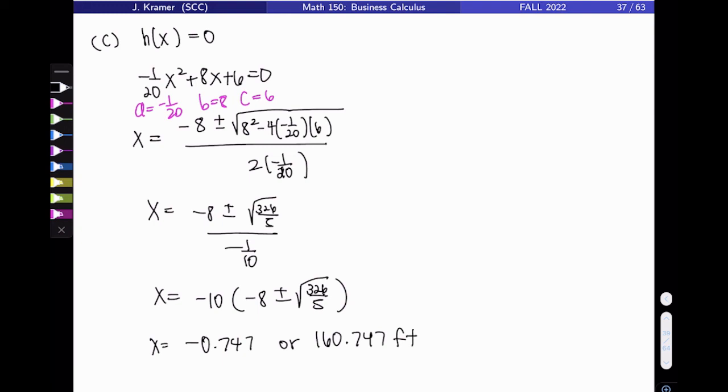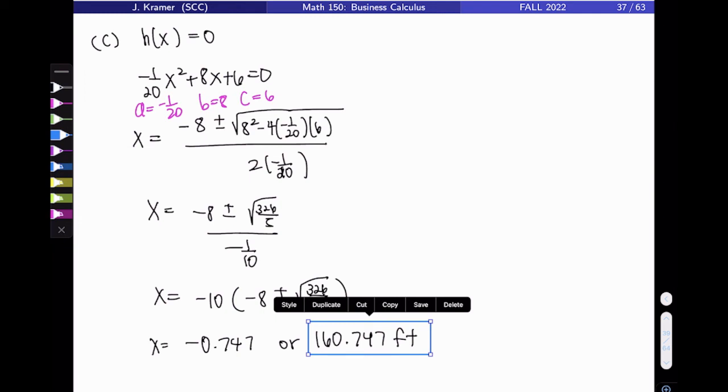we get two answers, either negative 0.747 or 160.747. Obviously, in the context of the problem, we're going to be looking at the positive number because distance cannot be negative, and so the javelin hits the ground when it is 160.747 feet away from where it is thrown. So if we wanted to round, this would be 161 feet.